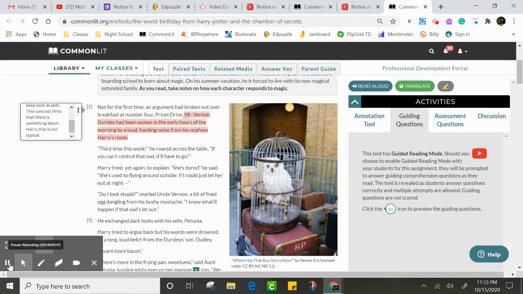And bang, there it is. All right, so I put in here that this contrast hints that there is something about Harry that isn't typical. So you can see my annotation doesn't have to be this huge, profound thing here. It's just a little note to myself that helps me to figure out what it is that made me stop here and highlight this piece, and then why it might be important. Like, why is this one of those signposts that I'm supposed to be looking for when I'm reading? So that is what I did there.